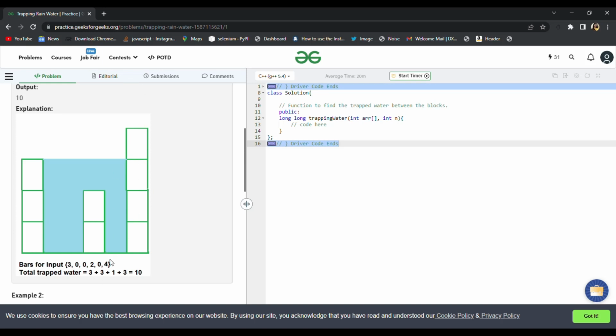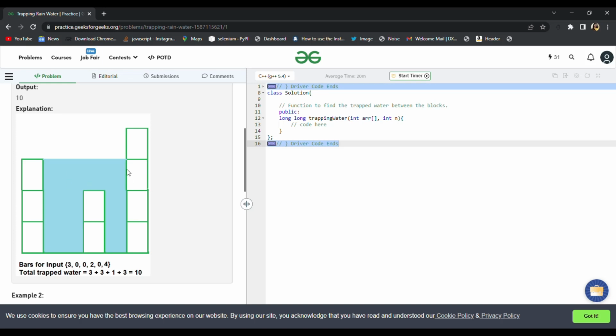Now comes the second last block, which is having a height of 0. So how much water can be stored over here? So think of the block which is of the greatest height on the right side of the present block and the block which is of greatest height on the left side of the present block. So what is the greatest height on the left side of the current block? It's 3, right? And on the right side, how much is it? It's 4.